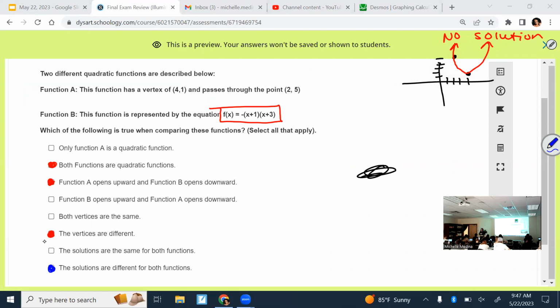Questions on that one? Micah? Yes. Questions on others? Kaden? 18? All right.